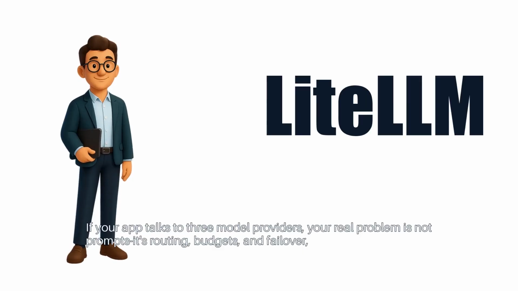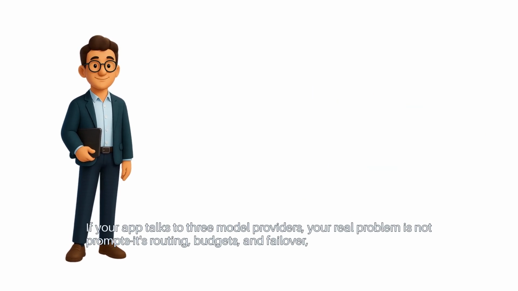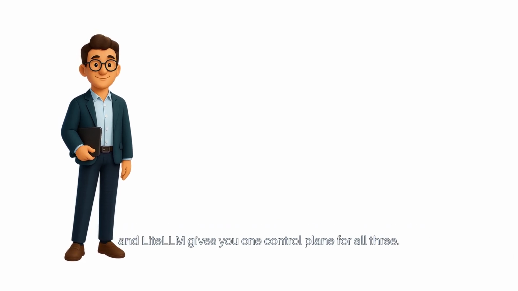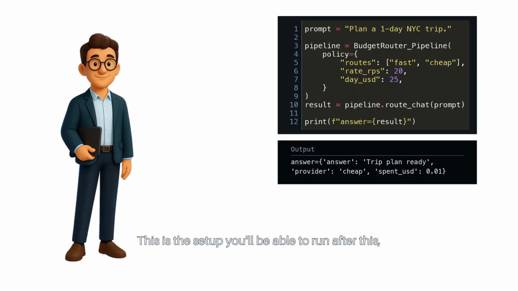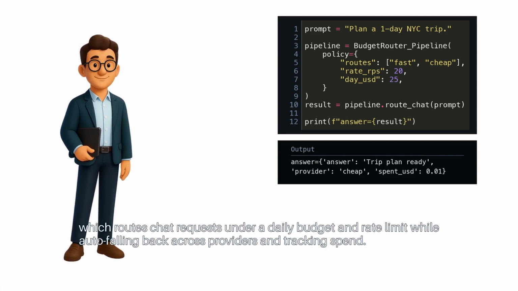If your app talks to 3 model providers, your real problem is not prompts, it's routing, budgets, and failover. And LiteLLM gives you one control plane for all 3. This is the setup you'll be able to run after this, which routes chat requests under a daily budget and rate limit, while auto-falling back across providers and tracking spend.